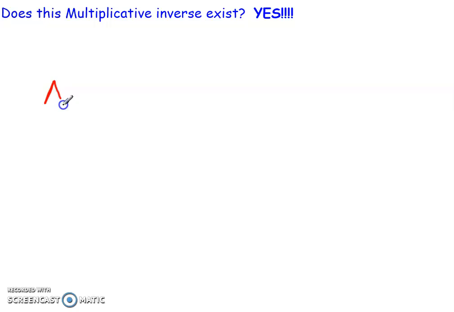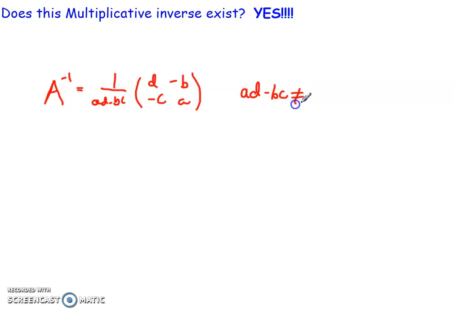Now, the multiplicative inverse of a matrix A, so given by A to the minus 1, is going to be given by 1 over AD minus BC times the matrix [D, minus B; minus C, A]. But we have to put a condition on this, that AD minus BC cannot be equal to 0. So this is the inverse for, again, our generic matrix A, which is equal to [A, B; C, D].